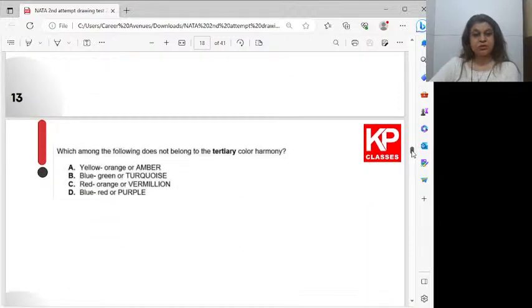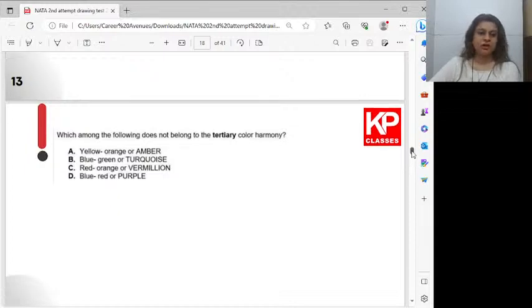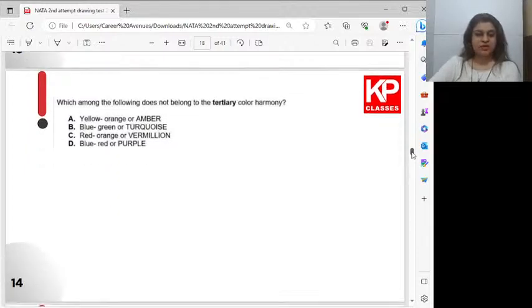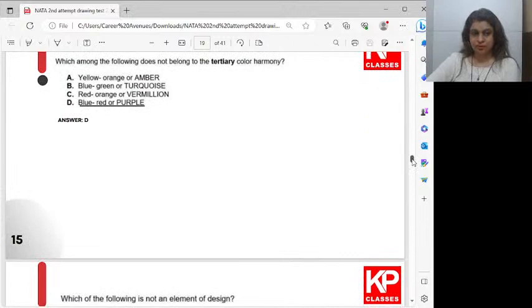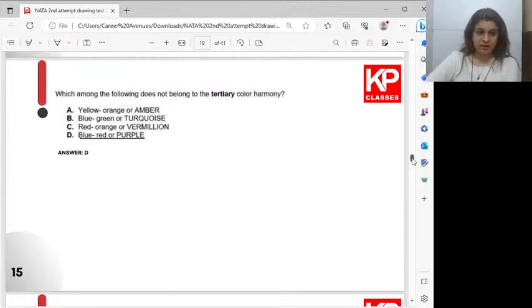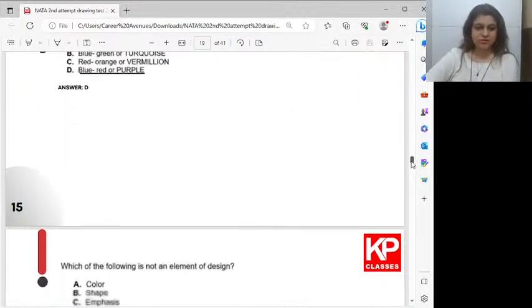Which among the following does not belong to the tertiary color harmony? Again, this is very easy. All of them, amber, turquoise, vermilion, vermilion red or something, a lot of people say these are tertiary colors. But when we talk about purple, what do we have? We have blue and red, so we get purple. Purple is a secondary color because it is formed by mixing two primary colors. So it's definitely not a tertiary color.